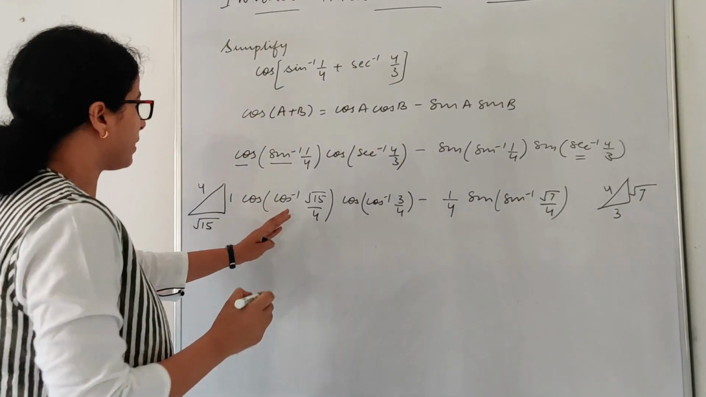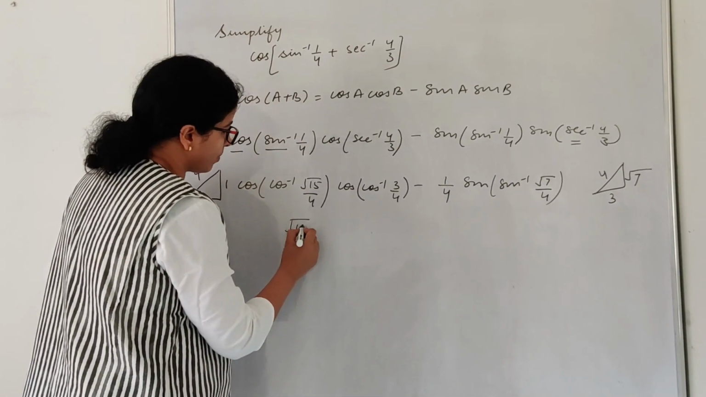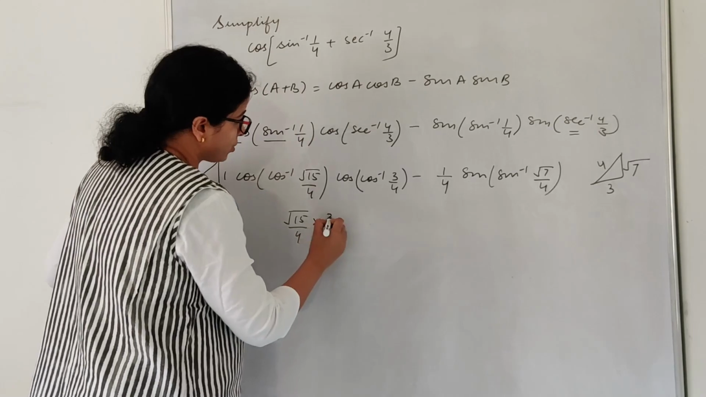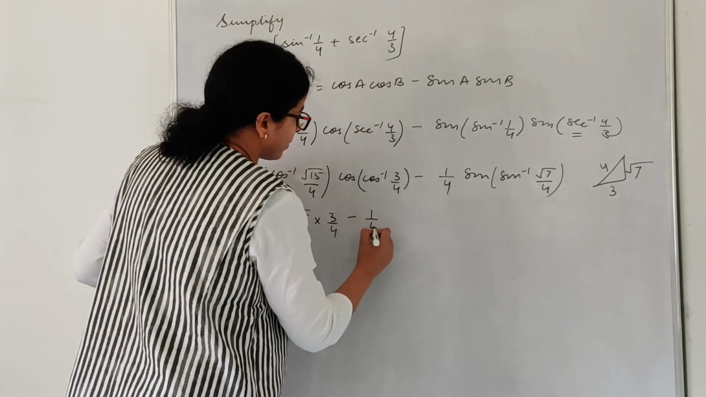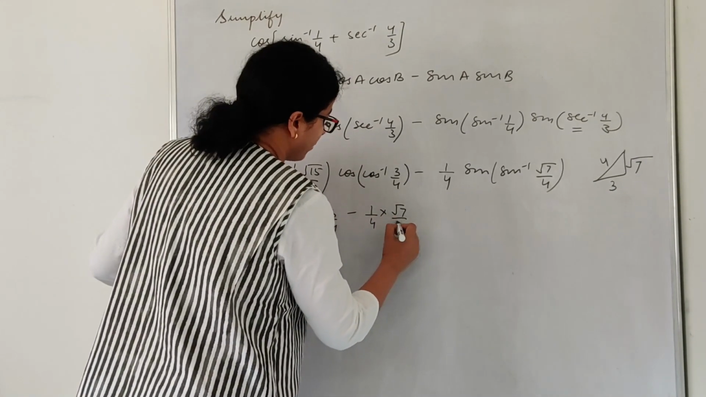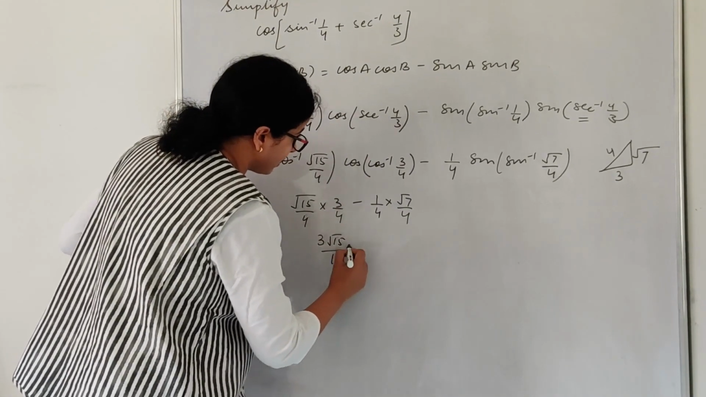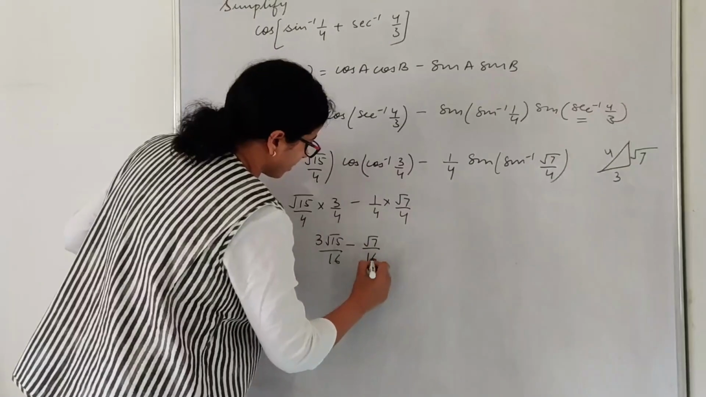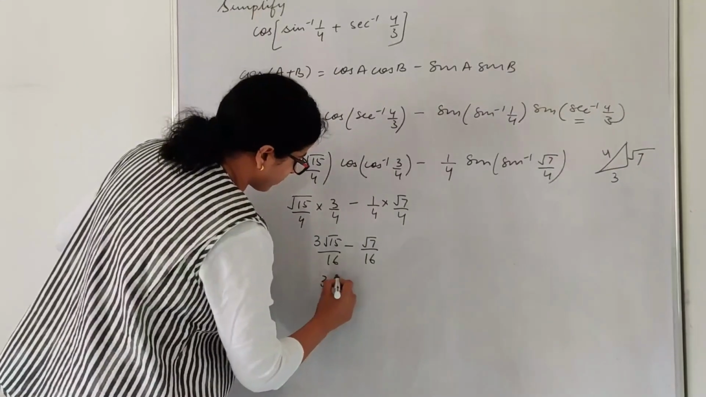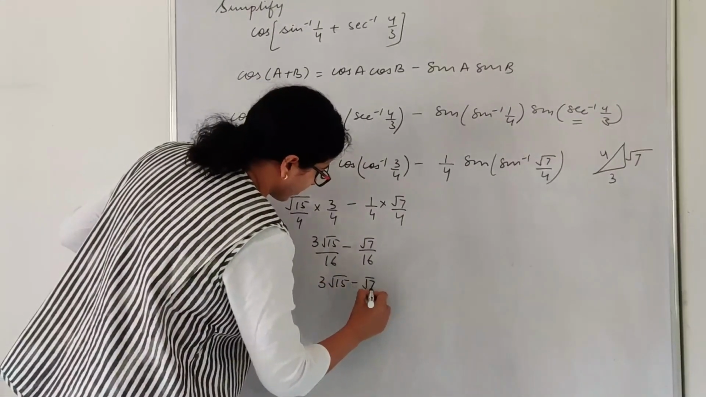Okay, now I will solve it. So I am getting √15/4 into 3/4 minus 1/4 into √7/4, which is nothing but 3√15/16 minus √7/16. So (3√15 − √7)/16.